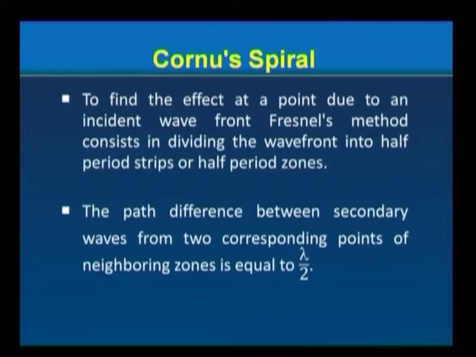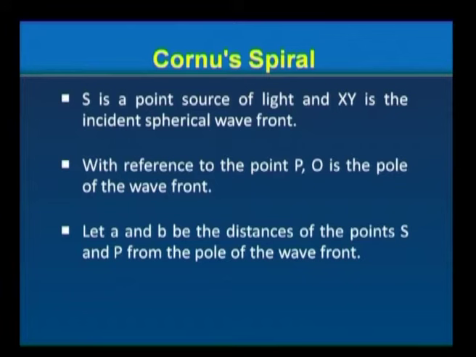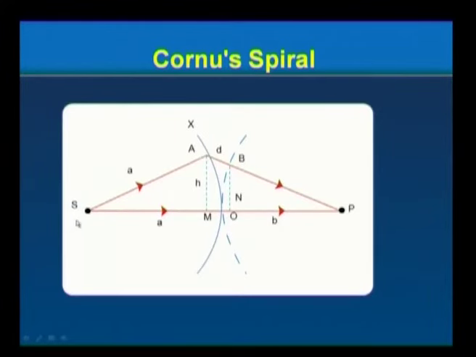They are called half period zones because the time difference is T by 2, or the path difference is lambda by 2, or the phase difference is pi. S is a point source of light, which I will show in a moment. XY is a spherical wavefront incident with reference to the point P. O is the pole of the wavefront. Let A and B be the distances of the point S, that is the source here, and P, the point where I want to evaluate the intensity.